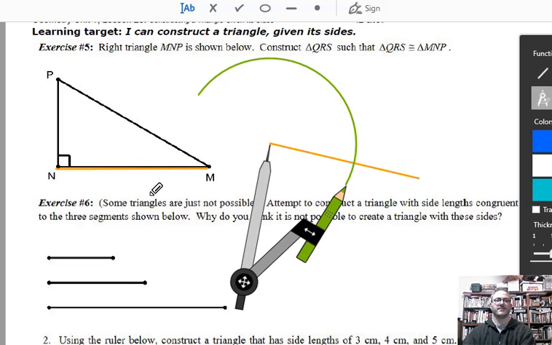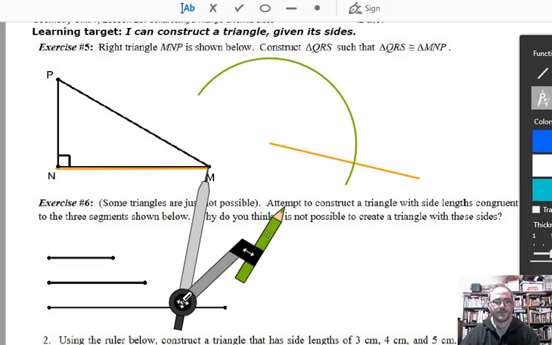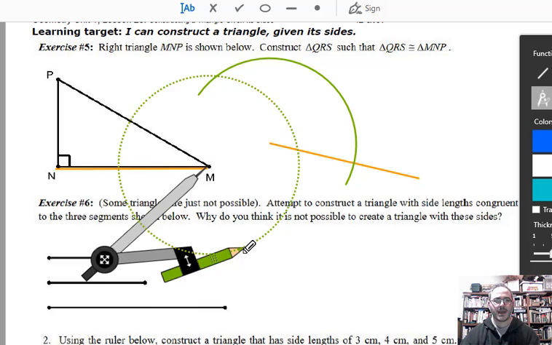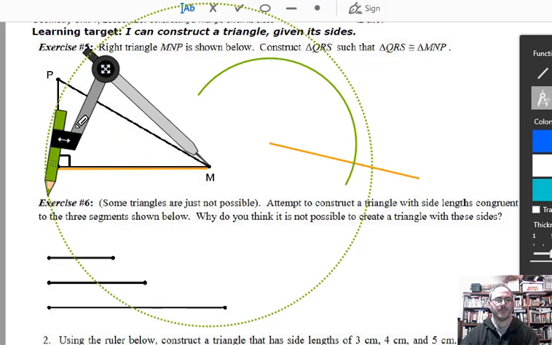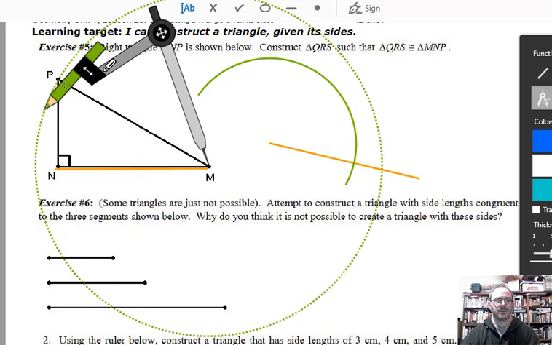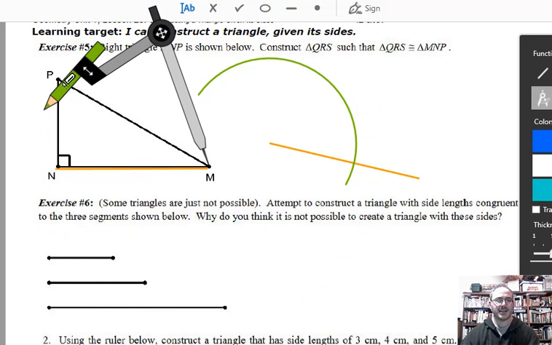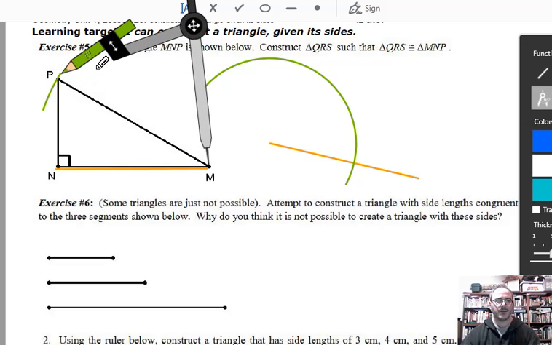There's my arc. All right, now I move my compass over to M, and now I want to take a measurement from M to P. So do you see how I got it right there? It's on the circle, right?